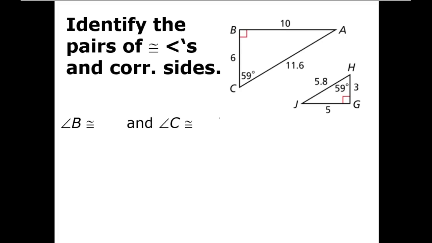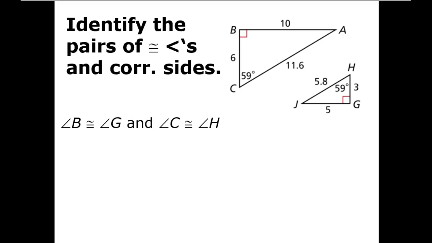What's my rule, postulate, theorem, definition? It's not the definition of right angles. All right angles are congruent. It's the right angle congruence theorem. So angle B is congruent to angle G. Angle C is congruent to angle H. That is something that they told us, right?